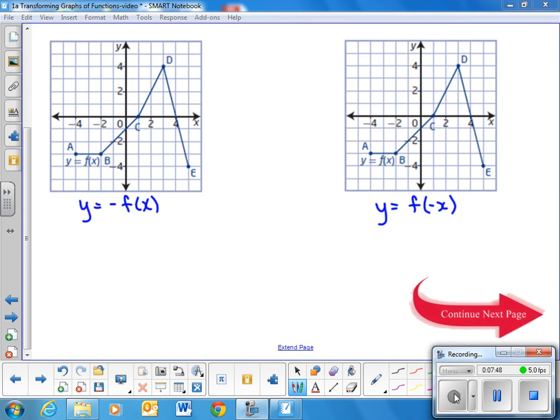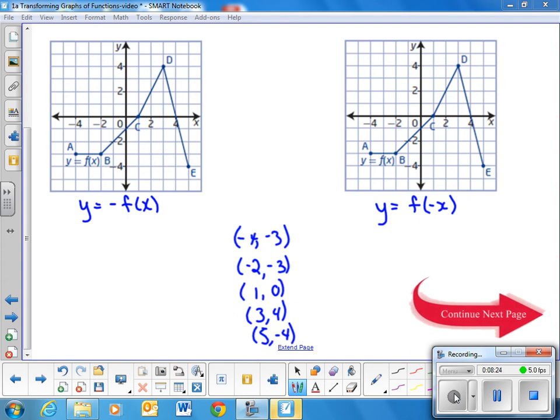Starting with our list of key points, and if I list those down the middle, I can use them for both graphs. Point A is at the point negative 4 and negative 3. B is at negative 2, negative 3. C is at 1 and 0. Point D is at 3, 4. And point E is at 5, negative 4.